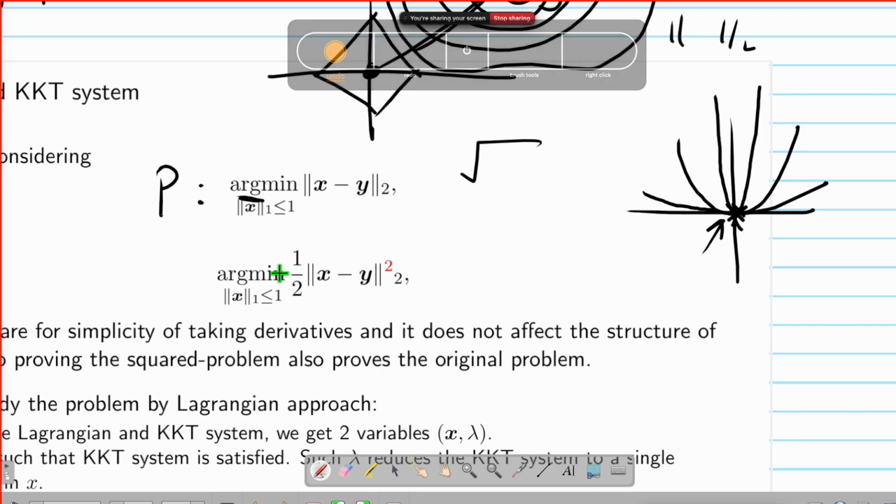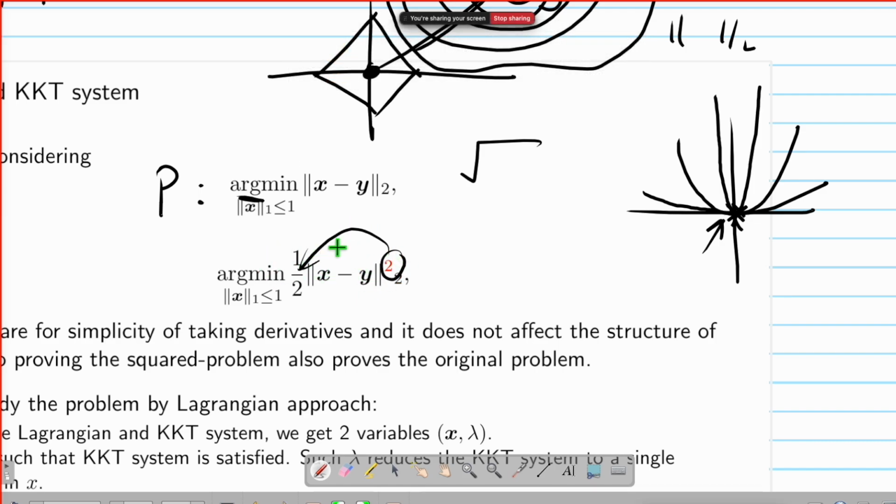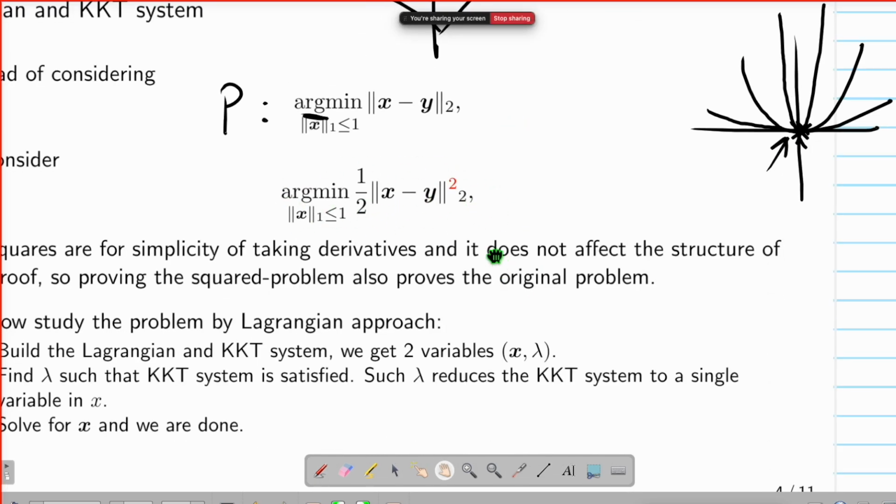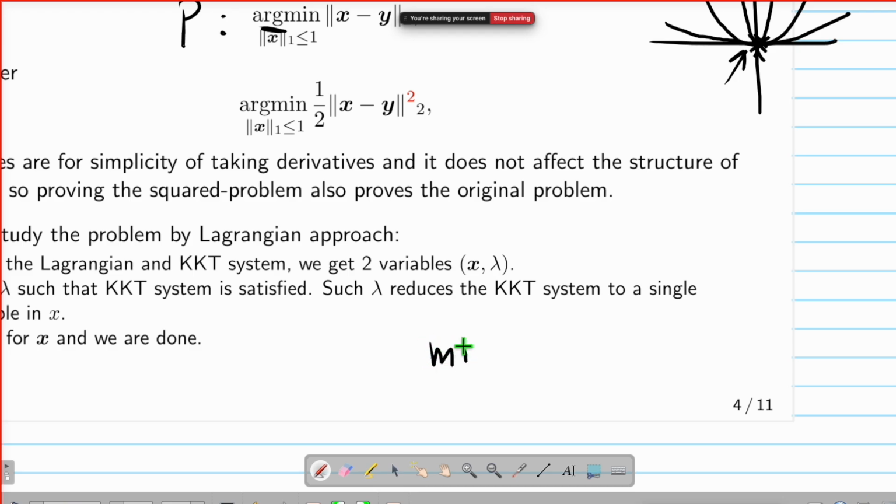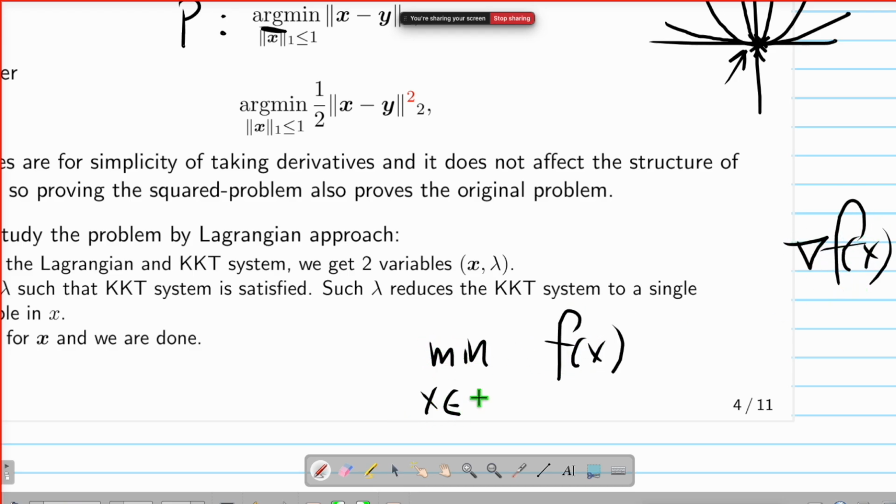And then why put a half here? Because after differentiation, the 2 comes out and cancels it, that's the idea, okay? Then why do we put this red thing here? Because we don't want to deal with the square root. Then this is the optimization problem. What's this optimization problem? It's of this form, minimizing f, and now this f is differentiable.